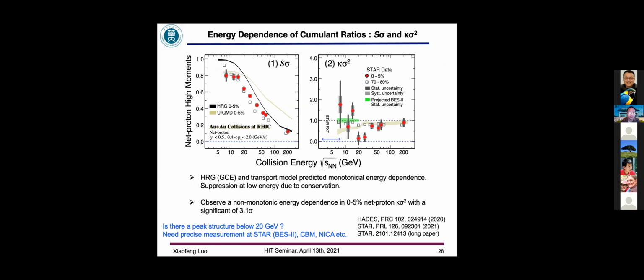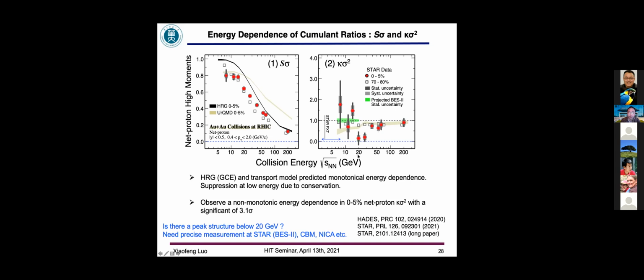This is the energy dependence of skewness times sigma and the kurtosis times sigma squared. This is just equal to C3 over C2, and this is equal to C4 over C2. You can see that C3 over C2 has strong energy dependence, right? This is because C3 over C2 of net proton is connected to the asymmetry of the proton and antiproton production. So at high energy, we have a strong asymmetry between proton and antiproton, and at low energy a small asymmetry. That's why you see the value is smaller.